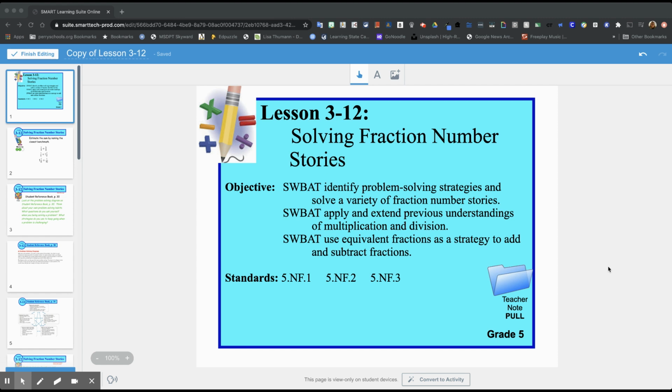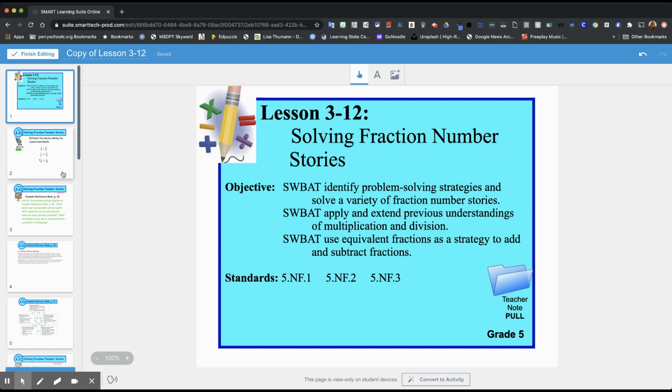All right, we are ready for lesson 12 of unit 3. This is solving fraction number stories. We're going to be able to identify problem solving strategies and solve a variety of fraction number stories, apply and extend our previous understandings of multiplication and division, and continue using those equivalent fractions. We're going to use them as a strategy to add and subtract.